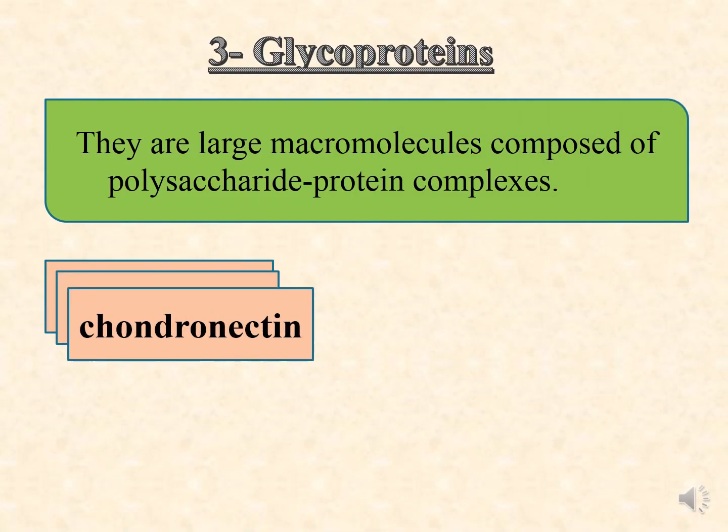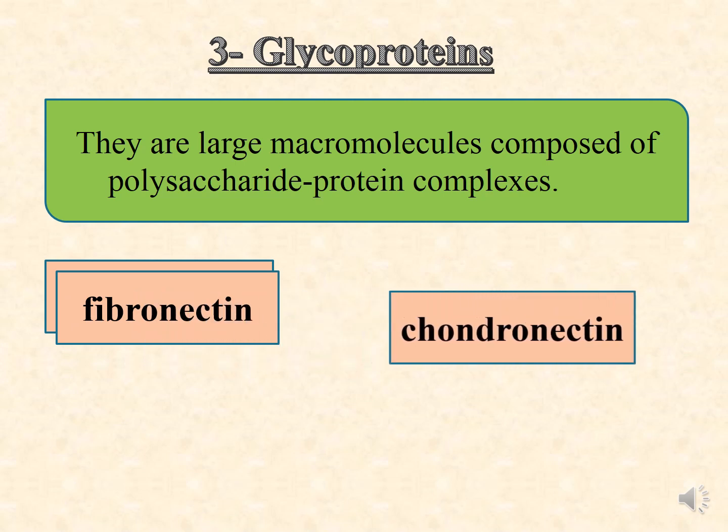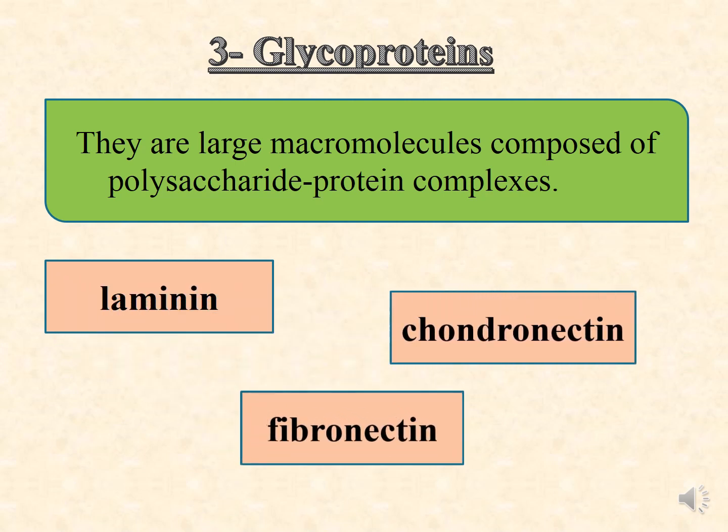الماكرومولكيولز أيضا اللي تشكل ground substance هو glycoprotein. They are large macromolecules composed of polysaccharide-protein complexes. The types of glycoprotein found in ground substance include laminin, fibronectin, and chondronectin.